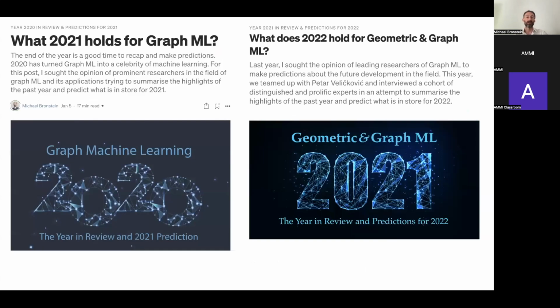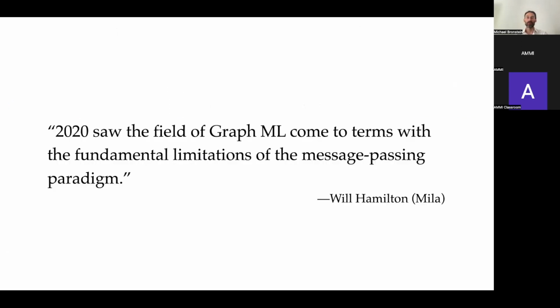Together with my co-authors, we've been doing, already for the second year in a row, these kinds of predictions, or a summary of geometric and graph ML: what has been exciting, what are the promising directions, by basically interviewing some of the prominent researchers in this field. We did it last year, we did it this year as well. And I would like to refer to some quotes and then show how they might be manifesting themselves.